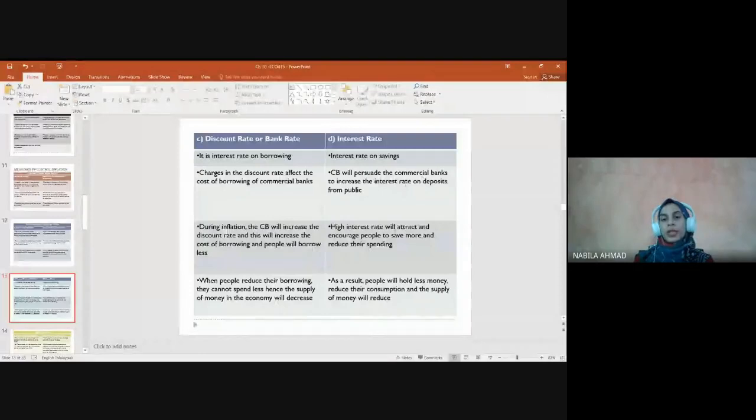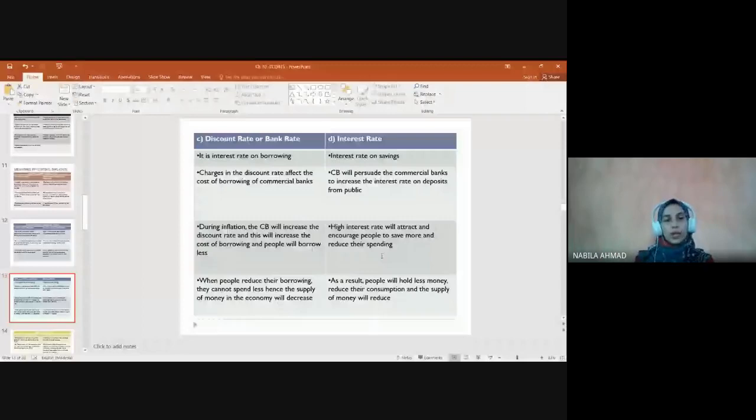Jadi central bank dia akan increase interest rate on saving. Jadi kalau kita save, kita akan dapat pulangan lebih banyak. Jadi lebih baik kita saving lah. Jadi bila kita saving, kita kurangkan spending, money supply akan berkurangan.